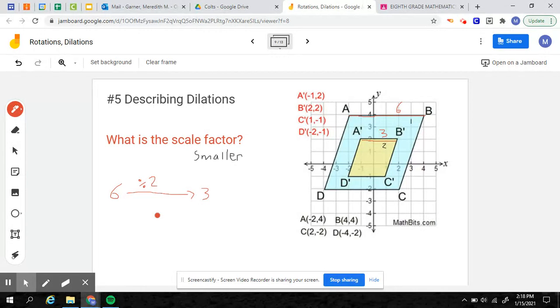But remember, because I'm dividing, the way I'm going to write the scale factor is as a fraction, because a fraction is really just a division problem. So the scale factor here is going to be 1/2. Okay, so another way to think about this, guys, is remember that 6 times 1/2 is the same thing as saying 6 divided by 2. Okay, so that's how I got the scale factor to be 1/2. Because I was dividing.